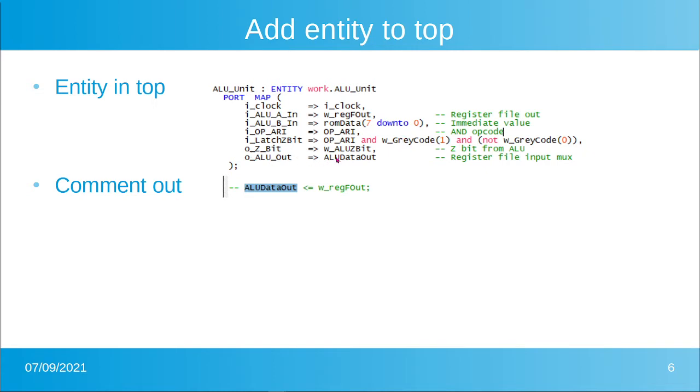The output Z bit goes to a wire, and I think I mentioned earlier I should have named this WALU data out. Hopefully NAND isn't disappointed in me. And of course we want to comment out the current patch we had, which just took the register file out and read it back in. Now we've actually got an ALU.